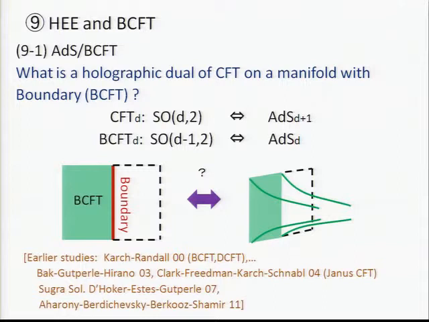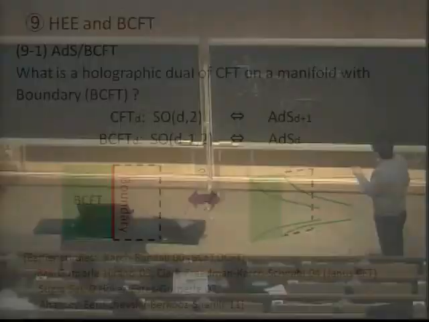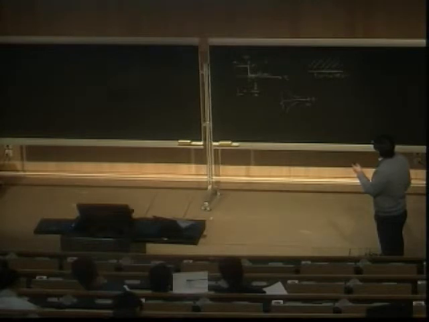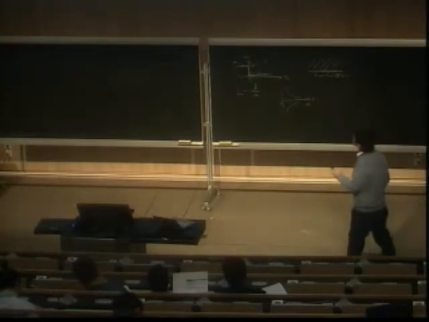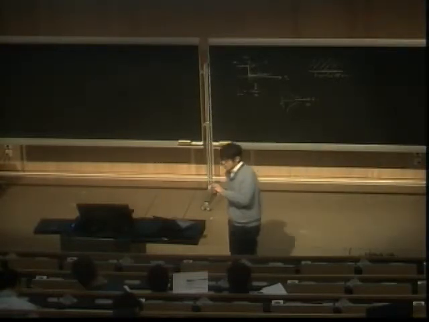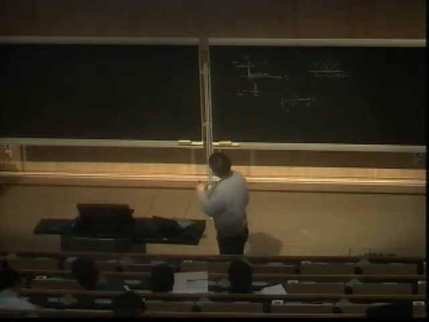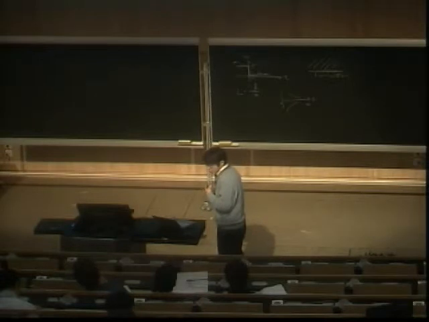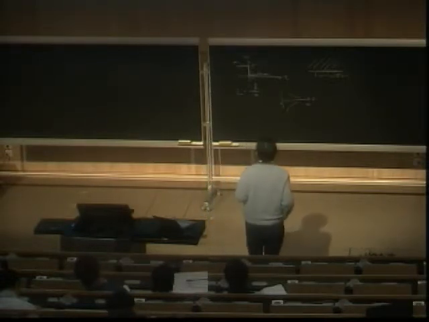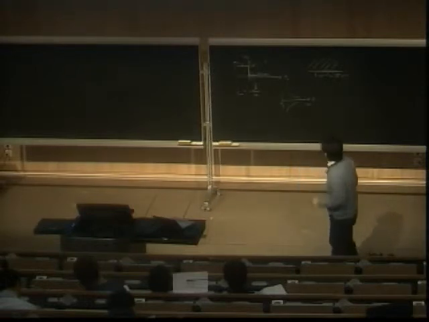If part of the symmetry is preserved at the boundary, this is called BCFT, boundary conformal field theory. A d-dimensional conformal field theory has SO(d,2) symmetry, assuming Euclidean CFT. And the subgroup SO(d-1,2) is preserved for boundary conformal field theory. There are several earlier studies of this kind of construction, and the idea is already briefly mentioned in the paper by Karch and Randall, and also a similar but different construction of CFT with this symmetry.